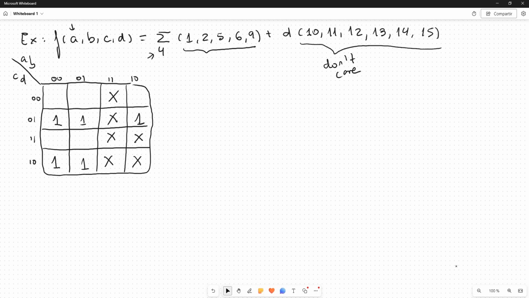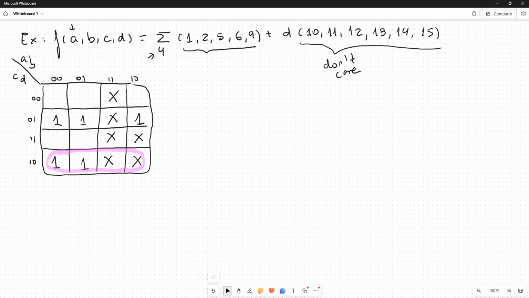What do we do with the X? The answer is quite easy. We are going to use the X if they are useful for us. So we have to look now for the prime implicants, the largest possible implicants. For example, to cover these two ones, we may do this, okay? But we can find a larger prime implicant if we use the X. So we can do this. The X can be 0 or can be 1 according to our interest.